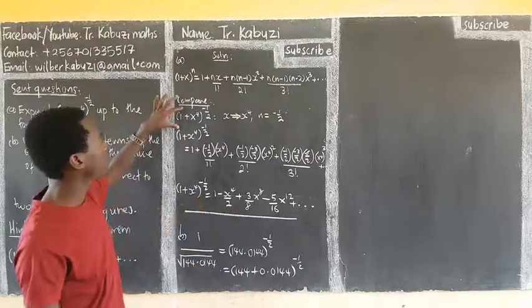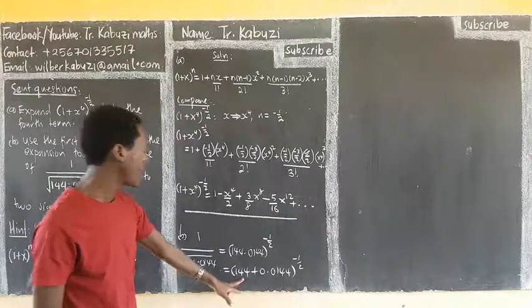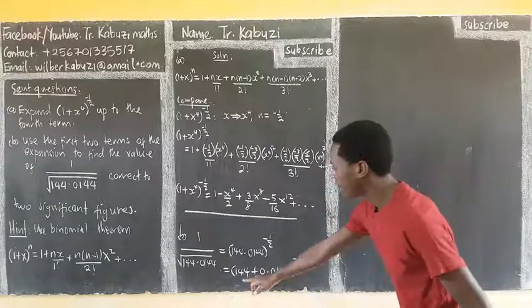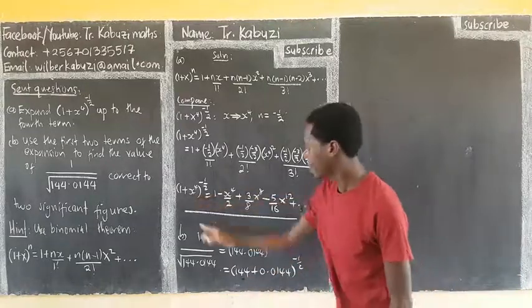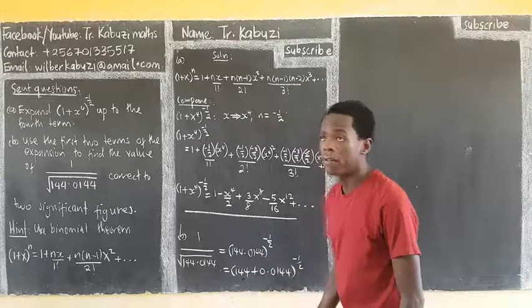But know that this formula works if you have something like this, but this should be a 1. So from here, as you can see, I'm going to factorize out this one, because this one should be a 1 if you have to use this. I want now to make this a 1, so I'm going to factorize out 144.